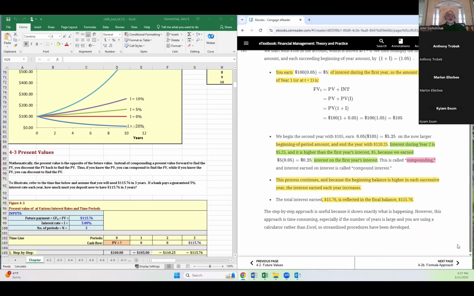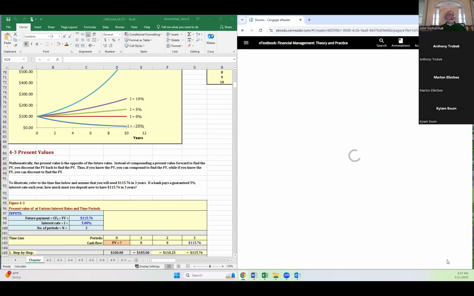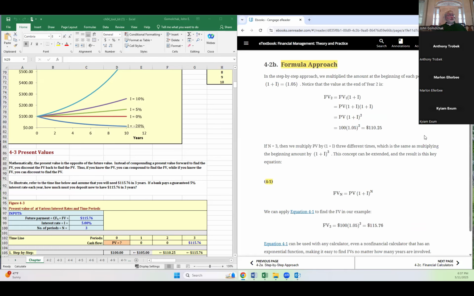And I have no idea how true this is, but there is a belief that there's a quote from Albert Einstein out there saying that the strongest force in the universe is compound interest. I don't know if that's true or not. It sounds pretty interesting, but all right.